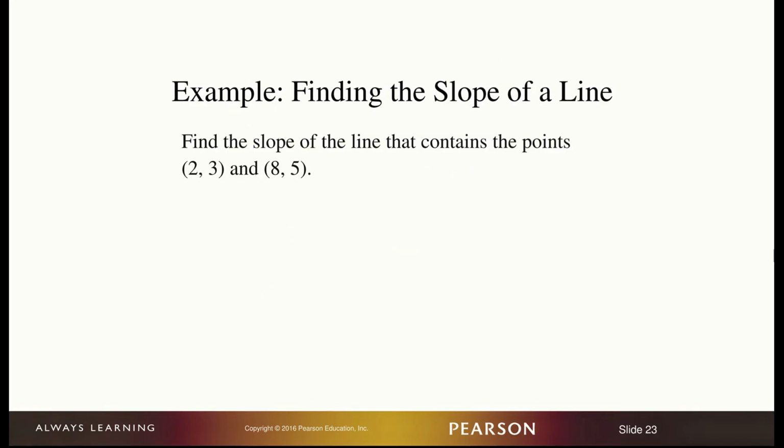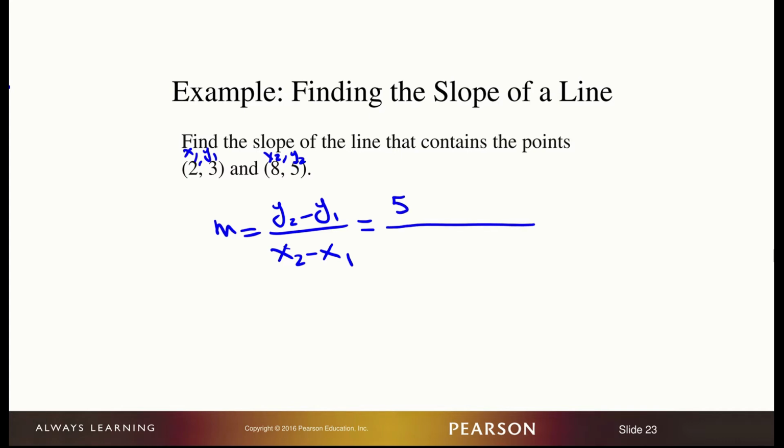So here we'll look at a simple example. We're going to find the slope of the line that contains these 2 points. Remember, call one of the pairs x1, y1. Think of the other one as x2, y2. We know that the slope of a line is given by the change in y over the change in x. So here we're going to have 5 minus 3 over 8 minus 2.